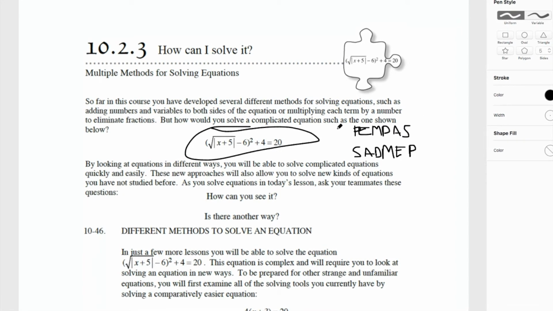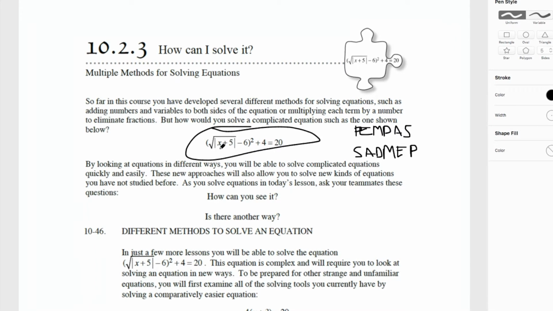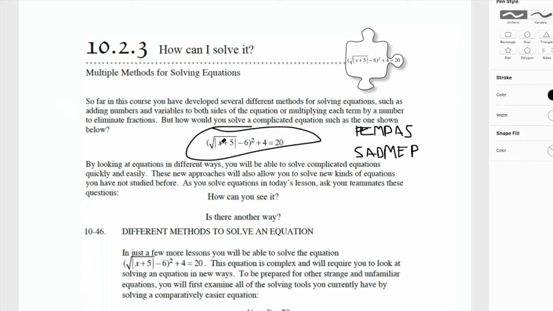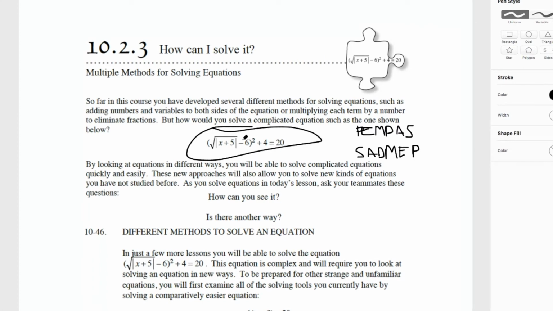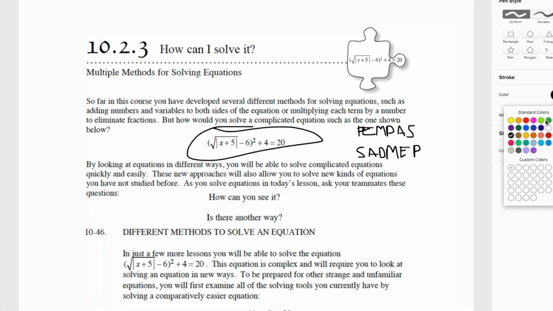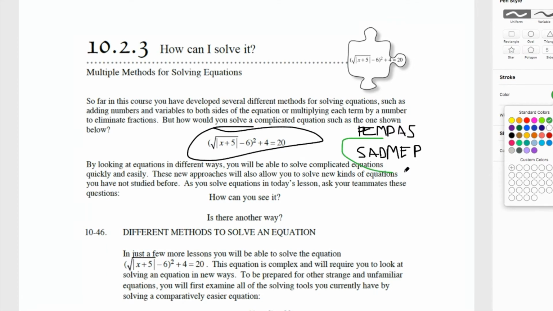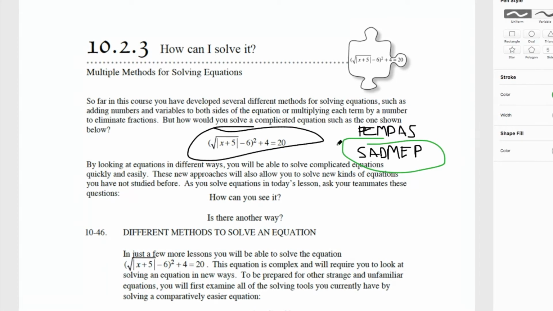When you plug in for x here, you'd have to add 5 to it first, and then you'd have to take the absolute value because you do parentheses first, right? So that's grouping, and then you do the square root, right? Because that's over it next. So you kind of do the order of operations. PEMDAS solving is the opposite of that. It's SADMAP, okay? SADMAP for solving.